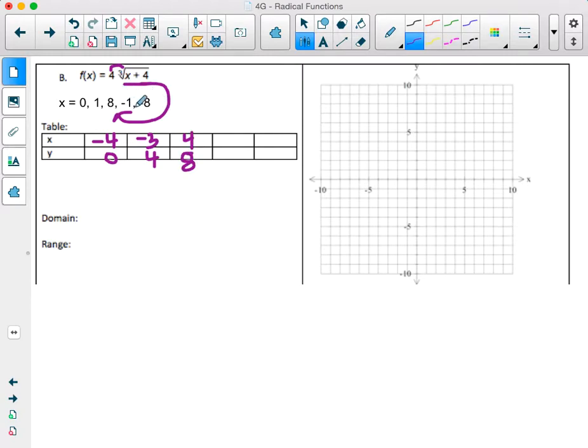All right, how about my negative 1? I believe if I plug in negative 5, plus 4 is negative 1. The cube root of negative 1 is negative 1. And 4 times negative 1 is negative 4.